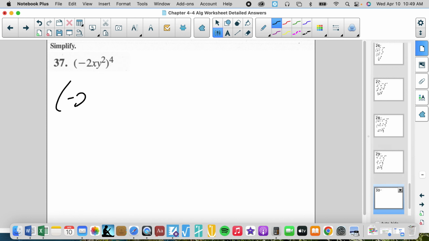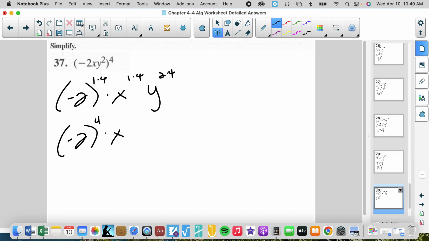We have a negative. Let's do the quantity of -2 to the 1 times 4, x to the 1 times 4, y to the 2 times 4. The quantity of -2 to the 4th, x to the 4th, y to the 8th. And -2 to an even power is going to be a positive. So we get -2 to the 4th is +16, x to the 4th, y to the 8th.